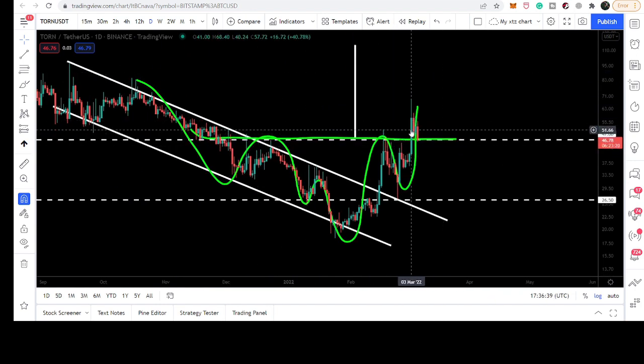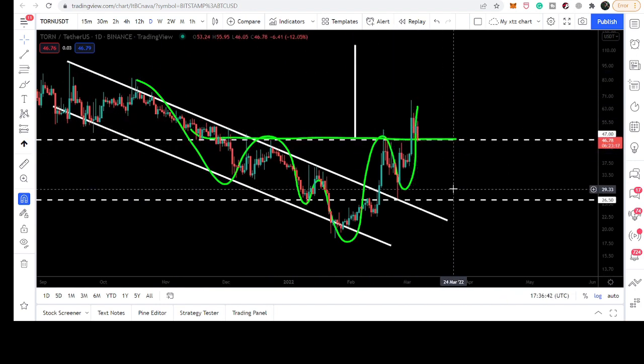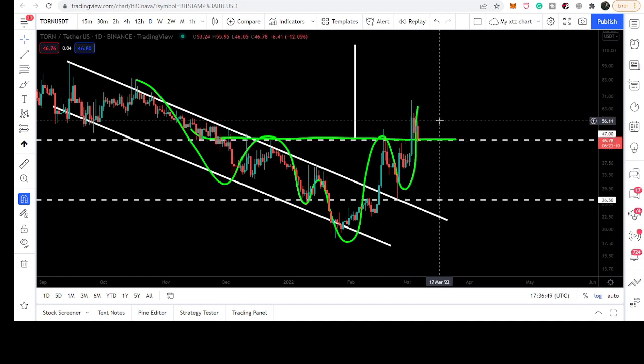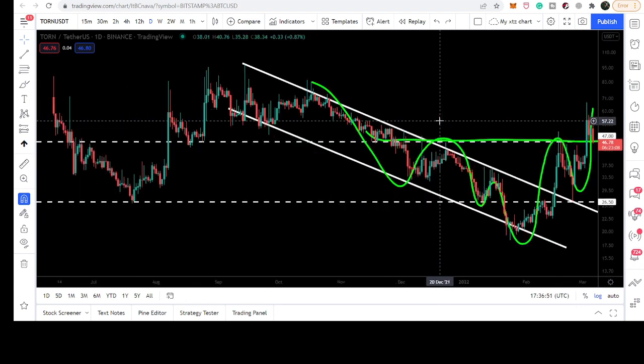Right now we are testing the previous resistance of the channel as a support, slightly moved down than $47. If this test is successful, then after this test the price line can start a big move from here.